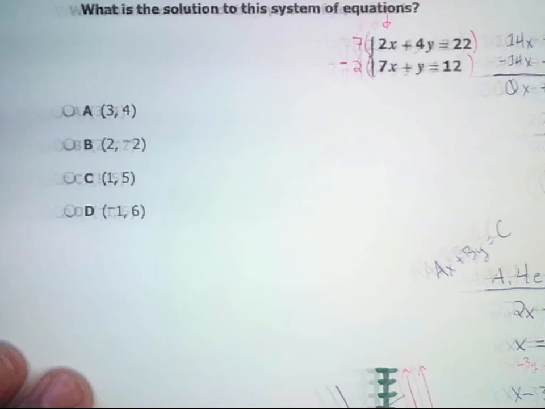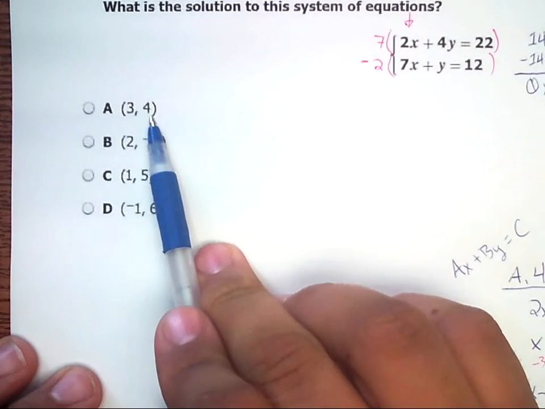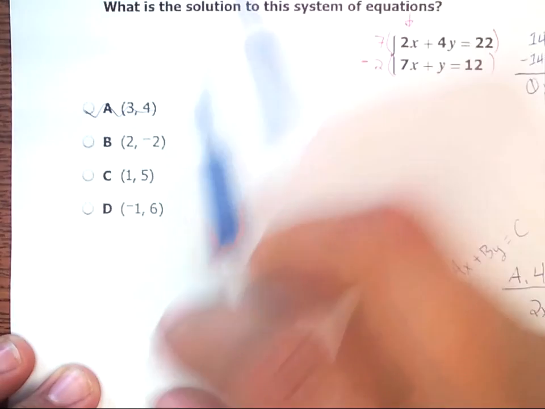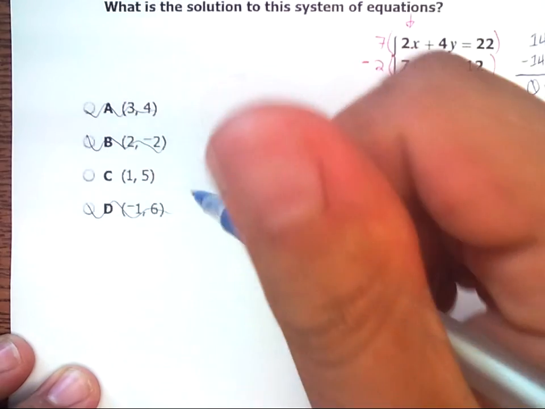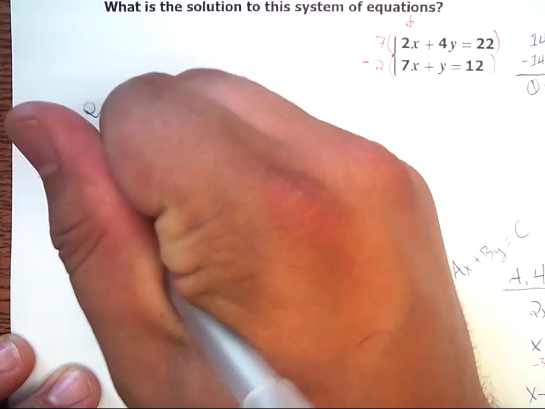I'm going to go over here and look real quick. 4, nope, it needs to be a 5. Negative 2, nope, needs to be a 5. 6, nope, needs to be a 5. So the only possible answer at that point is C.